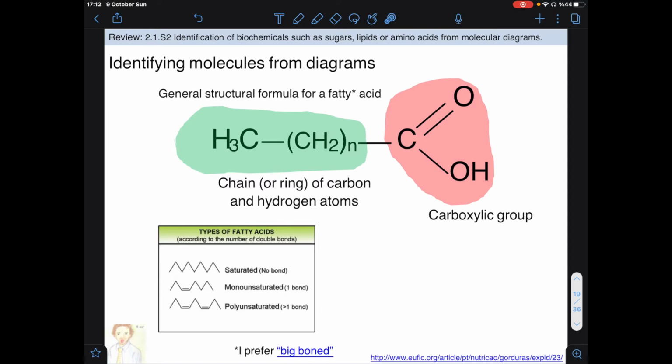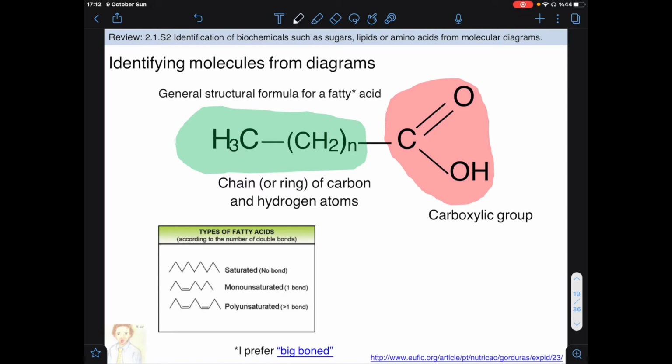And there are 3 types of fatty acids. So the first one is saturated, which has no double bond, and this is how it's shown. The second one is monounsaturated, which is shown by this little line here. And the final one is polyunsaturated, which has more than one double bond. So this signifies a double bond. So this has 2 double bonds. So it's polyunsaturated.